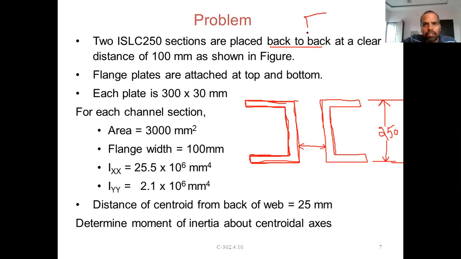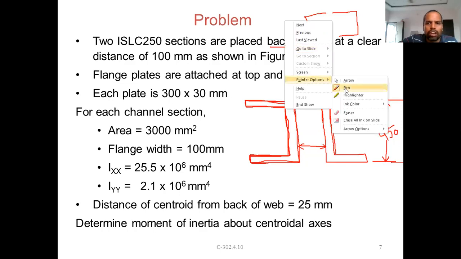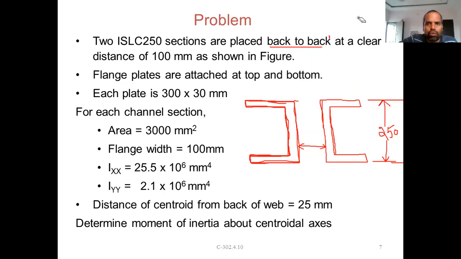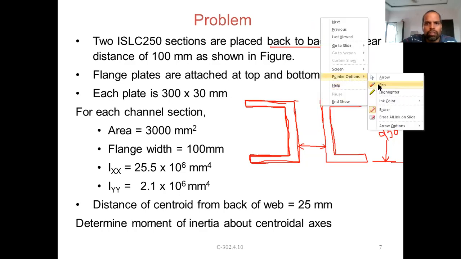Sometimes your channel sections may be placed like this also. It is okay. This is called face to face, or sometimes we call it toe to toe. Generally this is called toe end. Technically, we don't use the term face to face now; generally we use the term toe to toe. In this problem, it is back to back.